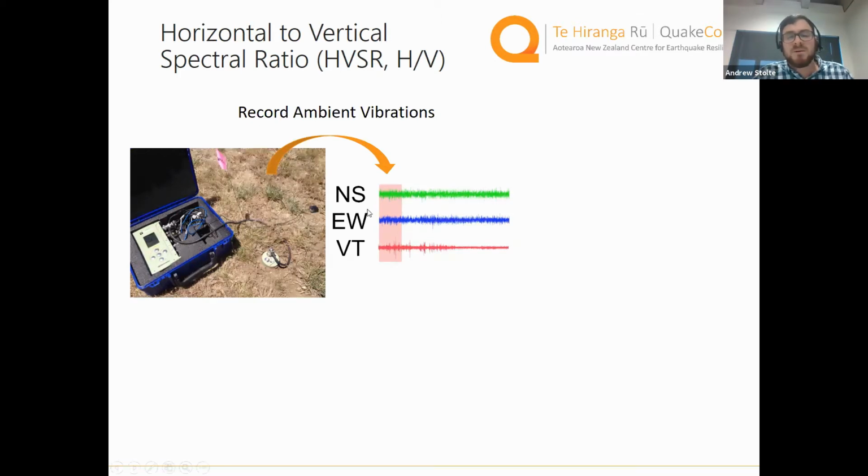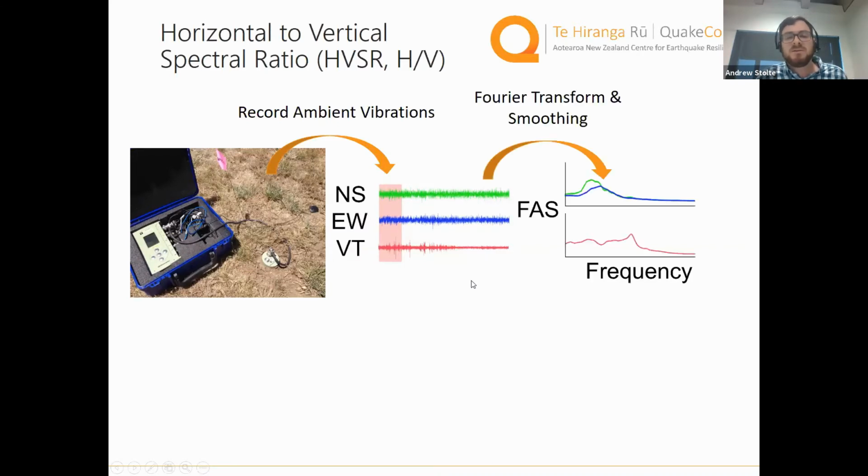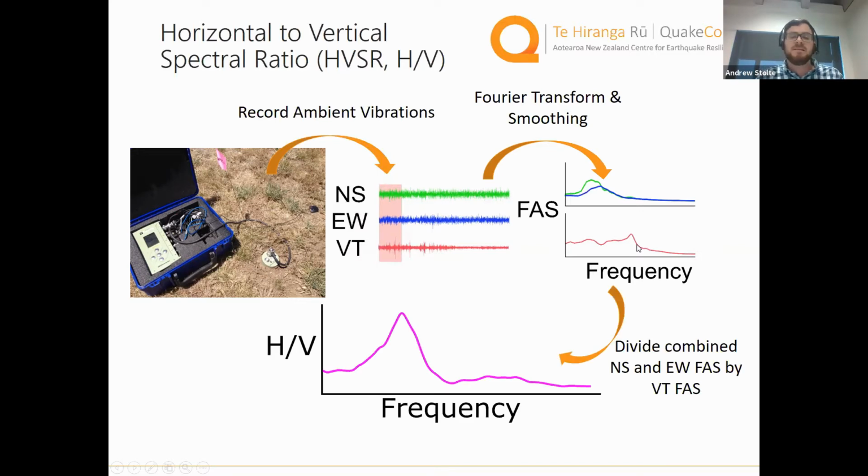So we get three recordings, north-south, east-west, and vertical components. We do some fancy math to transform it into the frequency domain, which lets us tease out a few more details about the shaking. So we have three different Fourier amplitude spectra, two for the horizontal components, one for the vertical. And the last step is quite simple. We take these, average the two horizontal components and divide them by the vertical component, hence the H/V. And we get what's called an H/V curve. And typically, the peak that we get in an H/V curve, we associate with the fundamental frequency of vibration at a site. I'm actually going to switch and start talking about this in terms of period. So frequency and period are just inverses of each other, but engineers tend to like to think in terms of period instead.